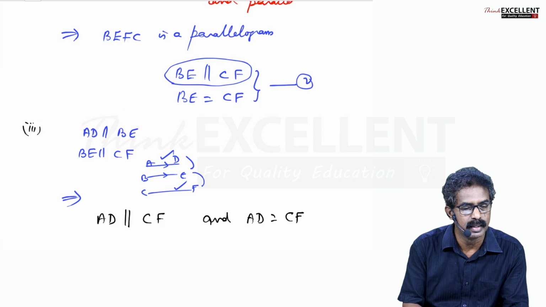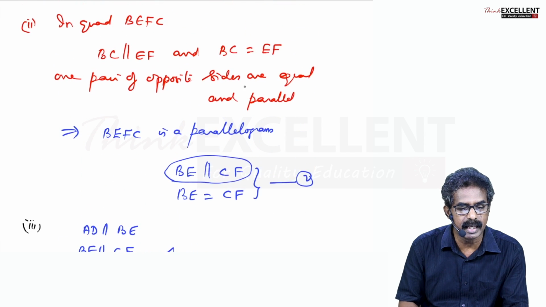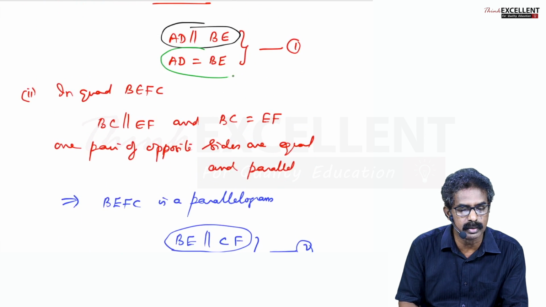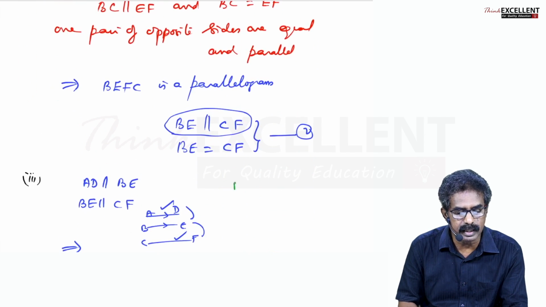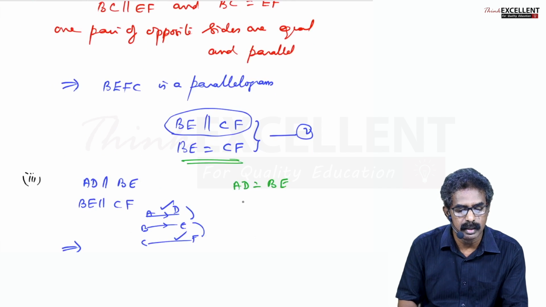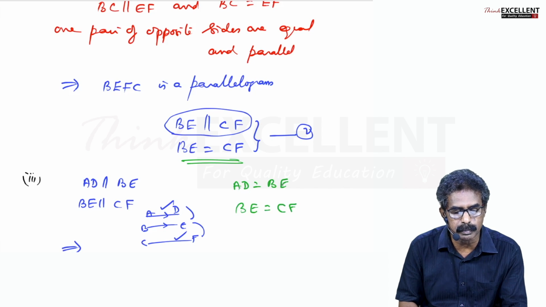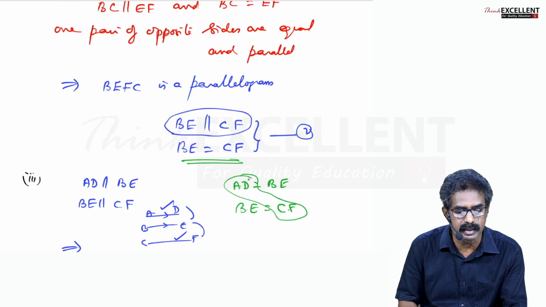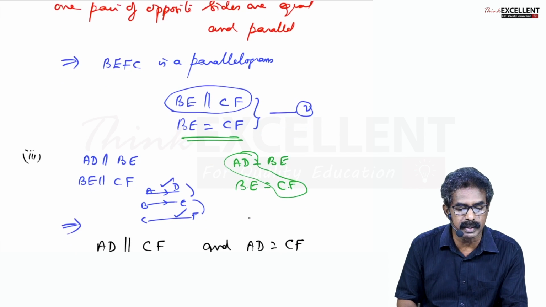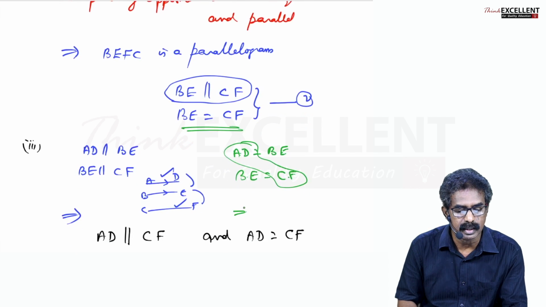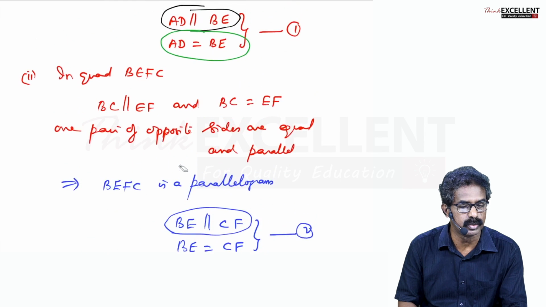Same way, now for the equal one. AD is equal to BE. And here we got BE is equal to CF, right? AD equal to BE, BE equal to CF. So definitely these two are also equal, right? Both of them are equal to BE. So you are getting AD and CF are equal. Okay, so it's a very simple result you are getting from these two only.